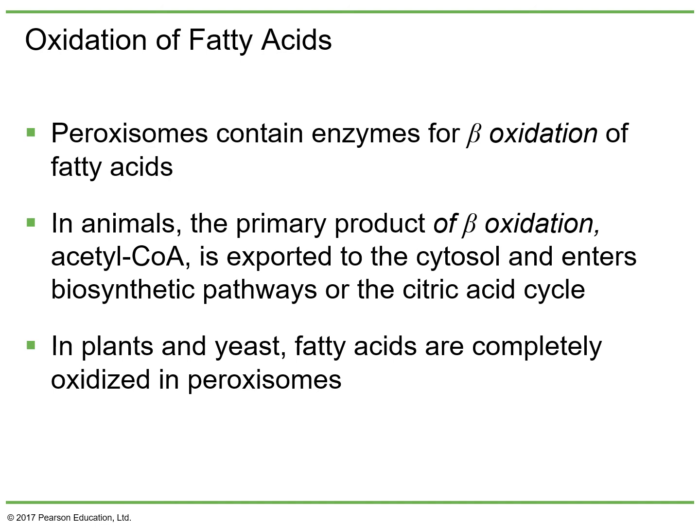In animals, peroxisomal beta oxidation is especially important for degrading long-chain, very long-chain, and even branched fatty acids. The primary product of beta oxidation, acetyl coenzyme A, is then exported to the cytosol, where it enters biosynthetic pathways or the tricarboxylic acid cycle.